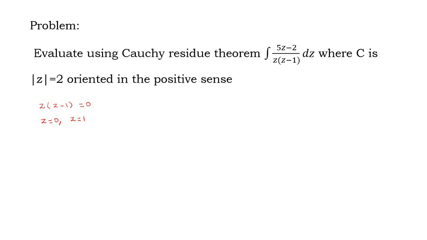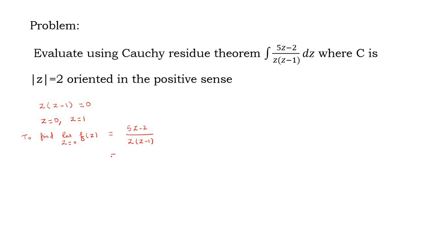There are two possibilities. The first thing is to find the residue at z equal to 0, and the second is to find the residue at z equal to 1. So now, to find the residue at z equal to 0 of f of z, which is equal to (5z minus 2) divided by z into (z minus 1).